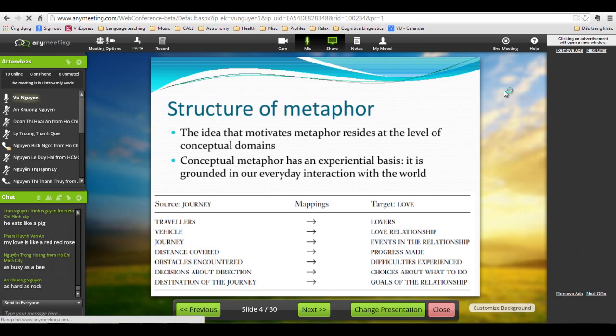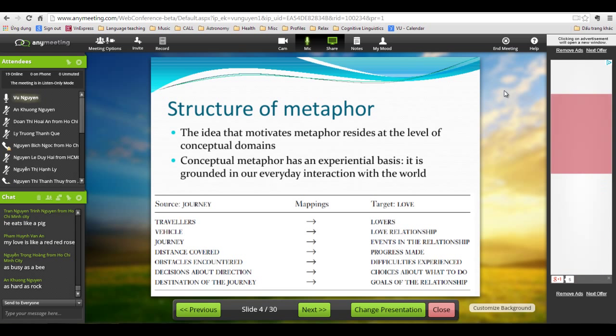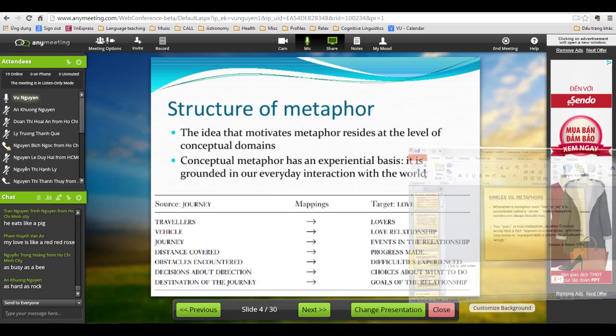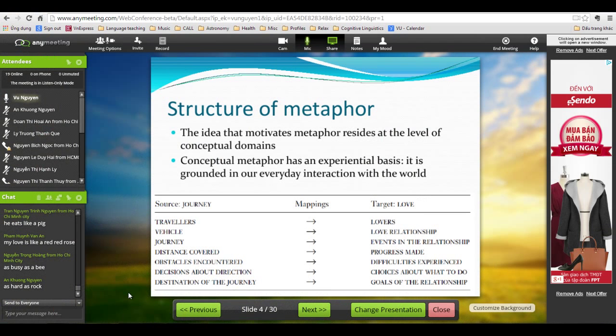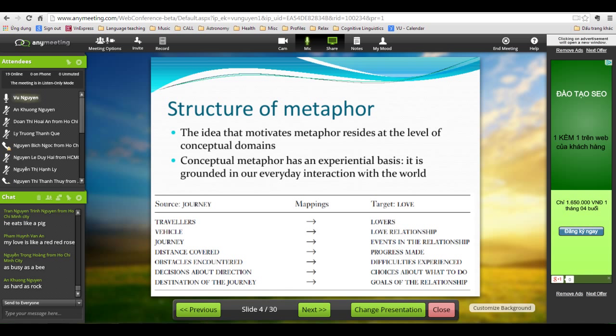Now, the motivations for conceptual metaphor lie in the cognitive level. And in a past meeting in our class, we have already looked at a metaphor called love is a journey. Okay. And very soon we will see the explanations of Lakoff for this metaphor.